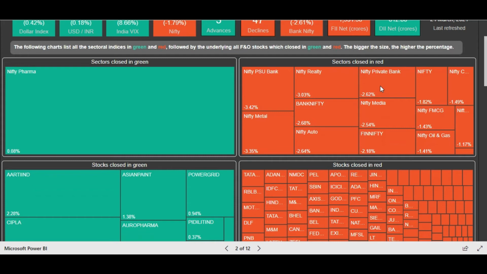Now we come to the sectoral section, in which we show which sectors closed in green today and which sectors closed in red today. As you can see, only the pharma sector was in green today and all the rest of the sectors were in red today, and we have seen selling in broader markets.